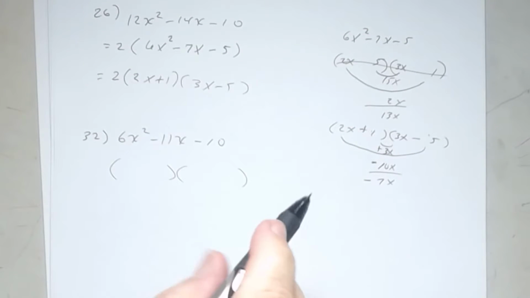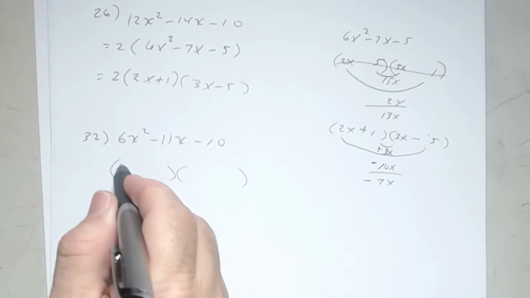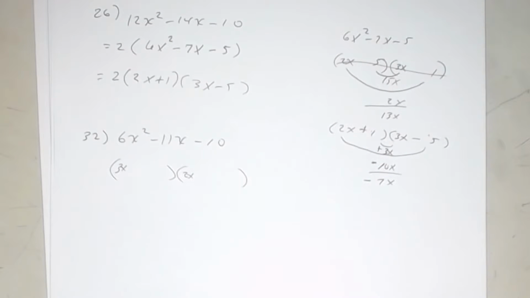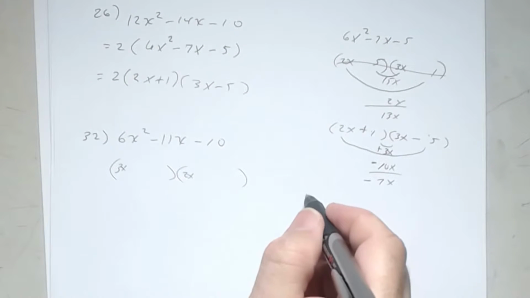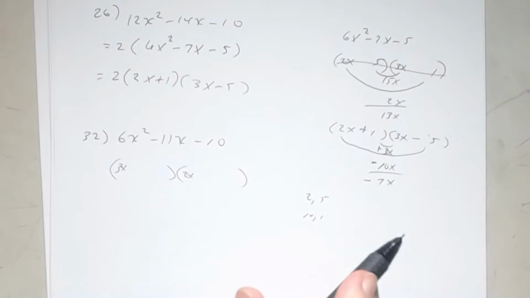All right. So we're going to try for 6x squared, 3x and 2x. Sounds good to me. If that doesn't work, we'll have to try 6x and 1x. What do you want to try for 10? 2 and 5, or 10 and 1. So there's only 2 possibilities, right? Right. Let's try 2 and 5.